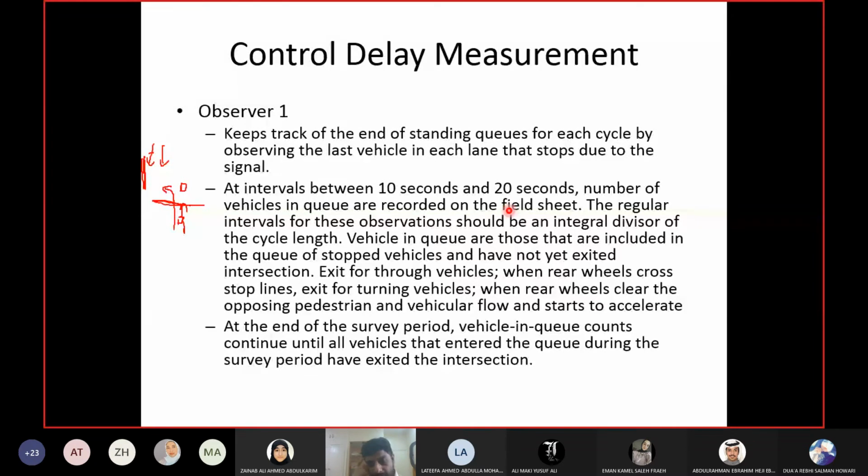Now, you are counting the number of vehicles in the queue. You may have 0 vehicles in the queue as well, meaning you don't have any vehicles which were stopped because of the queue or because of the red signal. You may have some intervals like that, because the end of your interval may come during green time as well. So in that case, you will not have any vehicles in the queue.